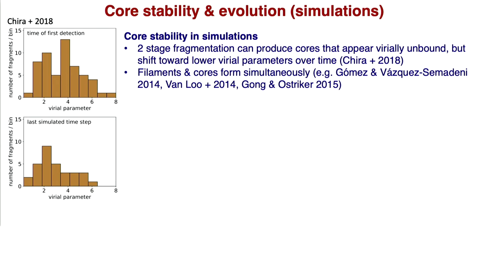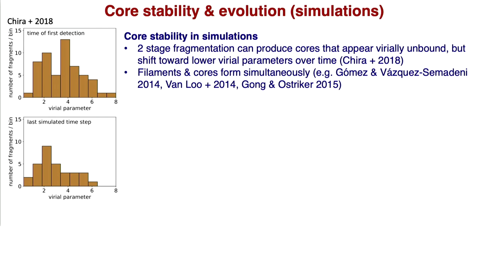When we look at simulations, this idea that cores are not necessarily gravitationally bound, you can find this in various simulations. If you have two-stage fragmentation, fragmentation from filamentary structures can produce cores that appear virially unbound at first, but then over time evolve to have lower virial parameters. You can also look at simulations and models where filaments and cores form dynamically and simultaneously, and then you get a range of core properties, from cores forming as pressure-bound objects to gravitationally bound ones, and then the evolution happens afterwards.